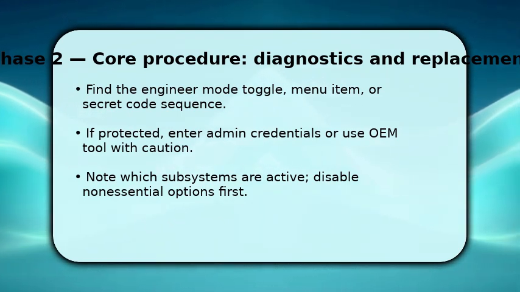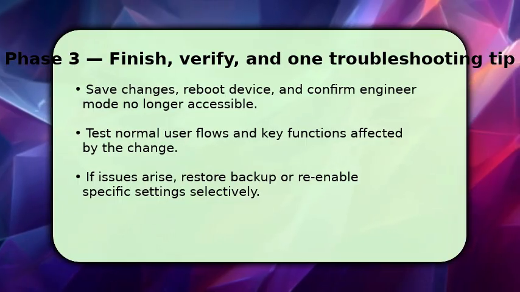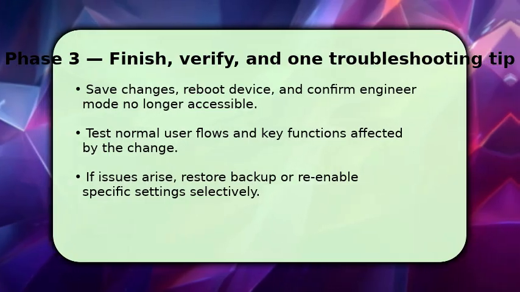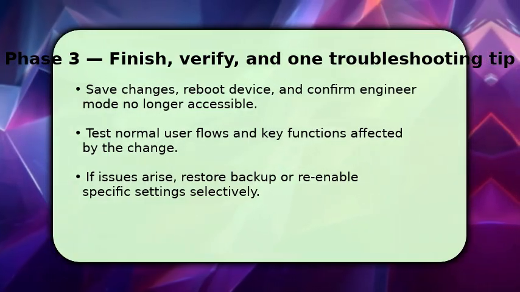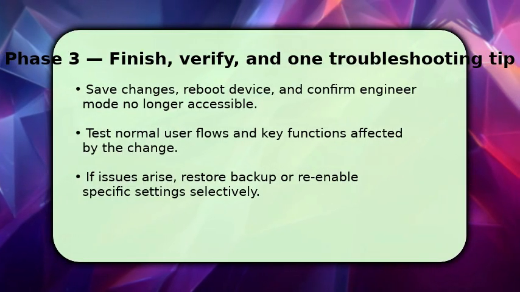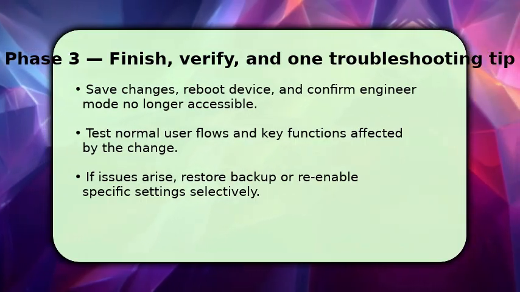You finish by saving changes and rebooting the device, because many hidden modes require a restart to fully exit. After reboot, verify engineer mode cannot be accessed and run critical user flows to confirm stability. If something breaks, restore the backup you made earlier or re-enable specific settings selectively to identify the culprit.